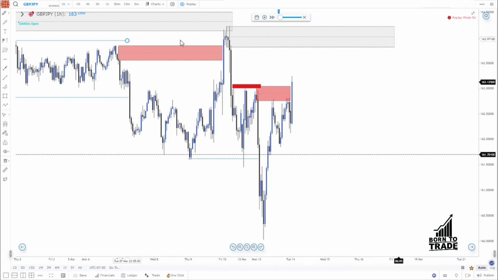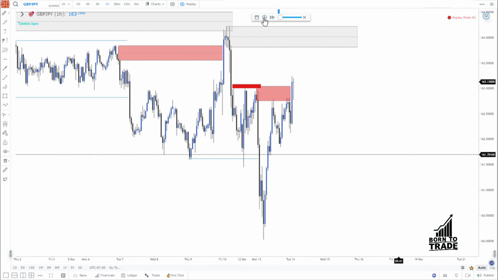We have the manipulation, it took out the liquidity at this area. We still have some imbalance that needs to be filled. Now we see price builds liquidity above this zone. So this is a high probability zone for me. That is why I actually shared this setup.